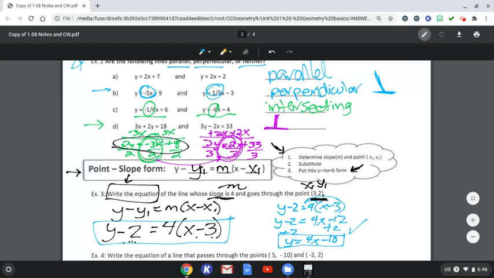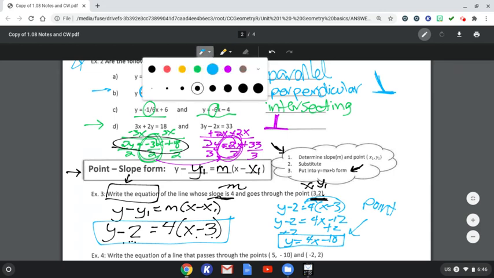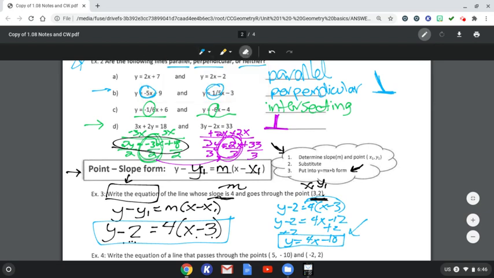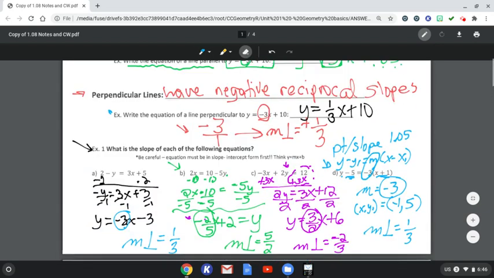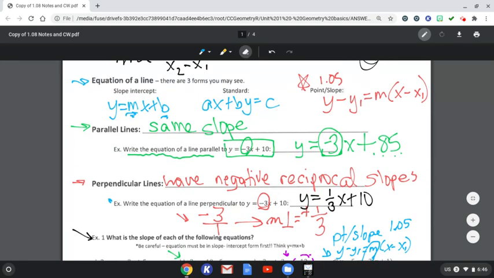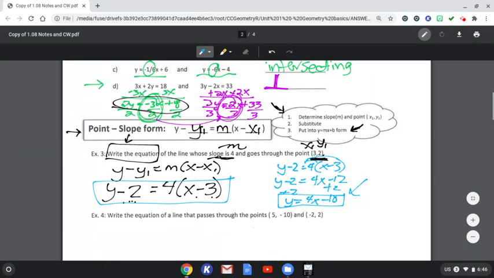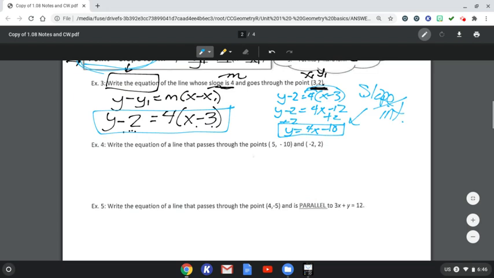Is that in point slope form? No, not point slope form. That's our equation written in slope intercept form. Those are the words I'm looking for. So this is our equation in slope intercept form. But again, we started in point slope form.